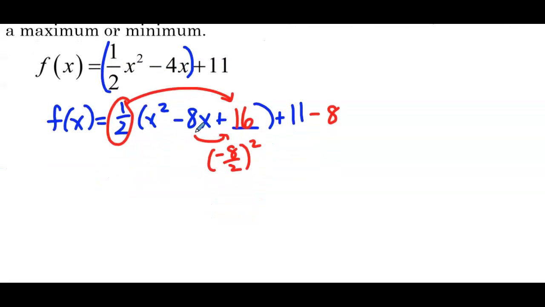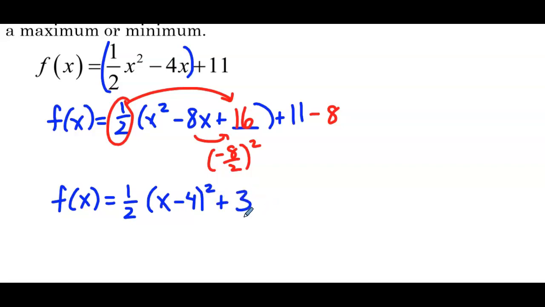And if you're ever not sure, simplify it. Do the actual simplification and see that you get 1/2 x squared minus 4x plus 11. So we have f of x equals 1/2 times x minus 4 squared and then plus 3.